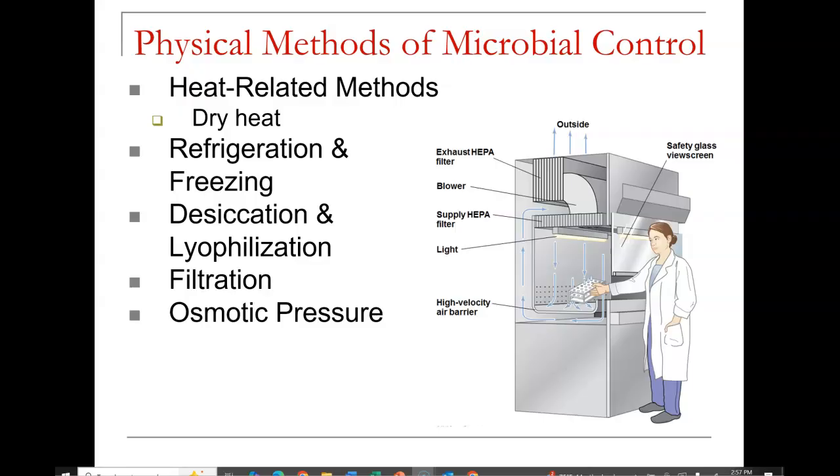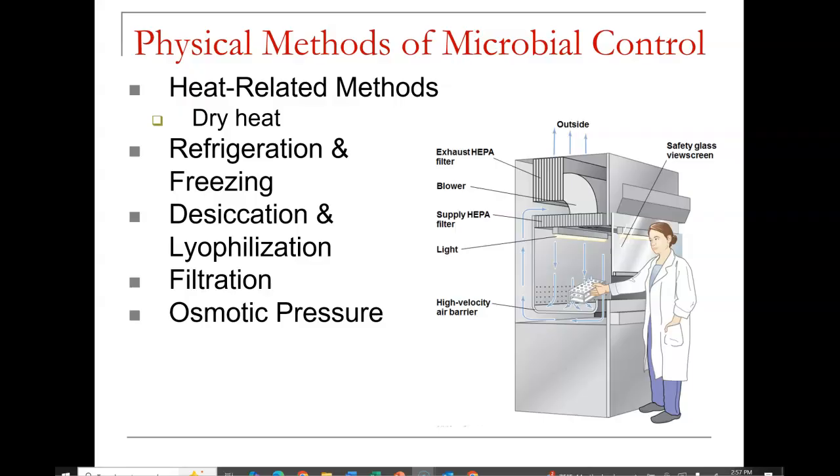Now with the filtration, that's going to be a passage of air or liquid through a material that's going to trap and remove the microbes. This is going to be used to sterilize things like liquids and gases. So what happens is the organisms are going to be removed and eventually killed by heat exposure or other treatments. Two different types of filtration methods can be used.